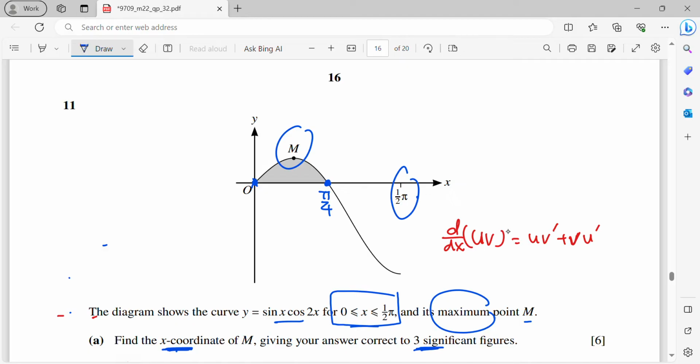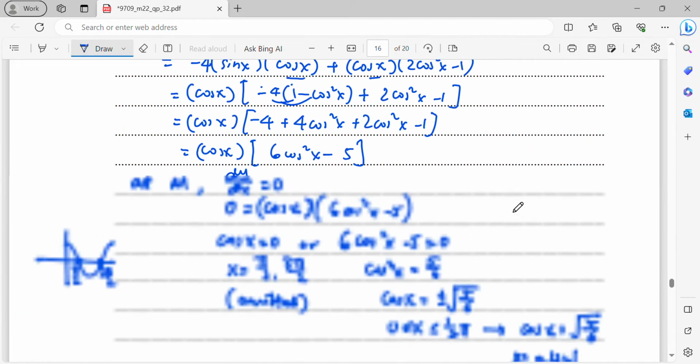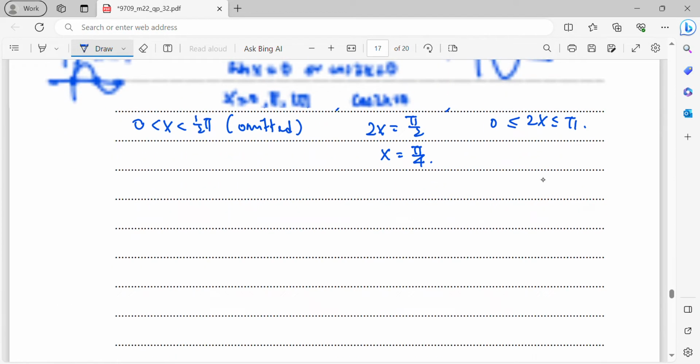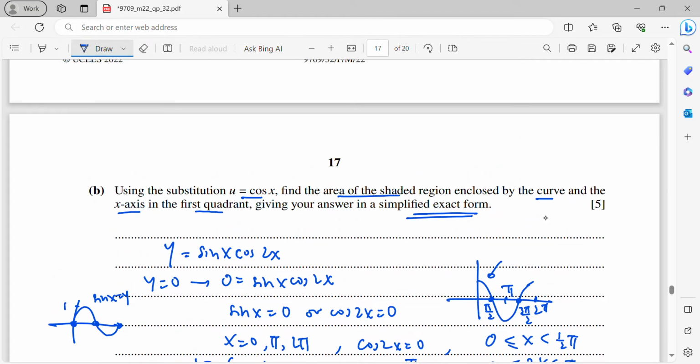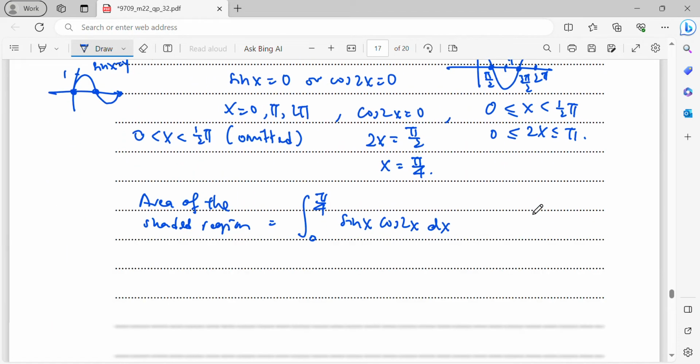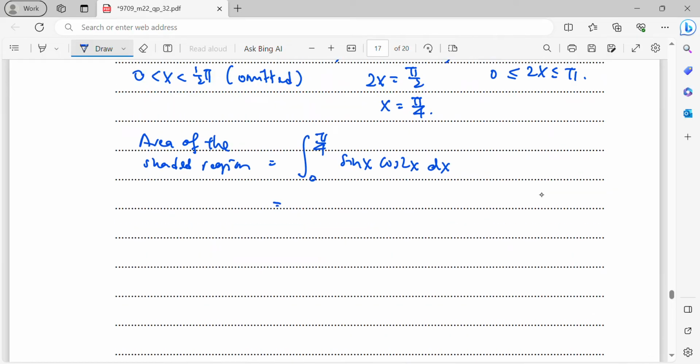So now I have to integrate the graph from 0 to pi over 4 in order to get the area of the shaded region. So now my area of the shaded region is the integral from 0 to pi over 4 of sine x cos 2x dx. And then you are given the hint: use u is cos x. I don't have cos x here, that means I have to change my cos 2x to 2 cos squared x minus 1. This is the double angle formula.